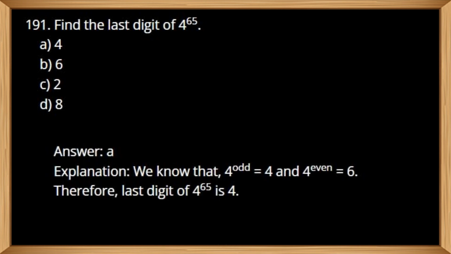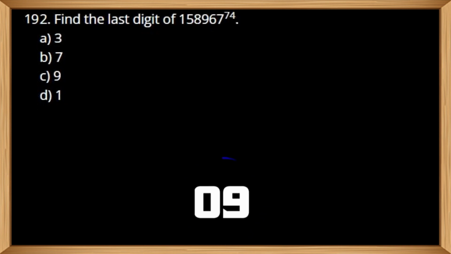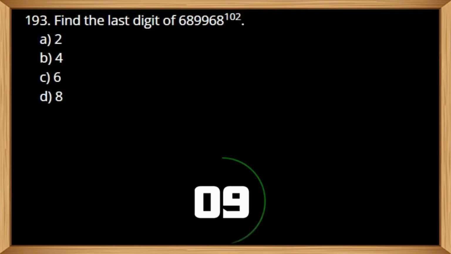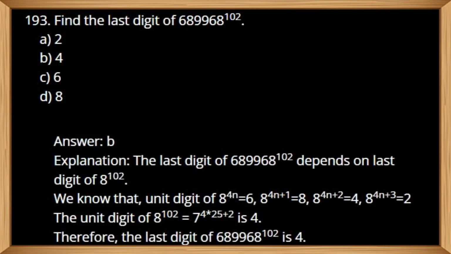Option A 4. Find the last digit of 158967 power 74. Option C 9. Find the last digit of 689968 power 102. Option B 4.